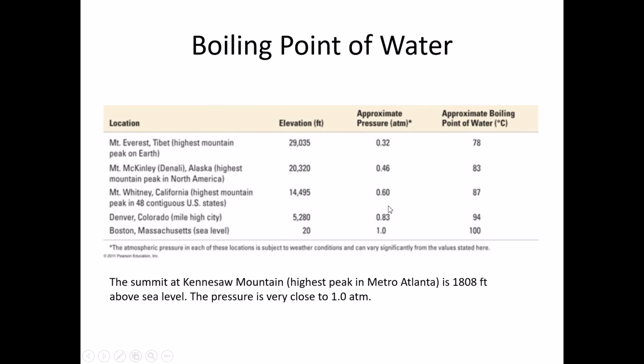Here's a table that shows some information about this. So depending on the elevation that you are on the Earth, on Mount Everest, water boils at 78 degrees Celsius because the atmospheric pressure is so much lower than what we experience. Even Mount McKinley and Mount Whitney have water boiling points in the 80s. Sea level, most of our coastal cities, would still have 100 degrees Celsius for boiling point. Here on Kennesaw Mountain, which is the highest peak in Metro Atlanta, our boiling point is still 99 degrees Celsius because we are not that far above sea level.